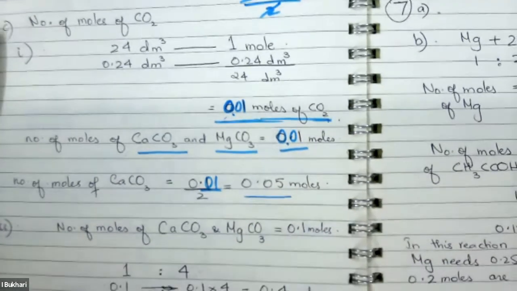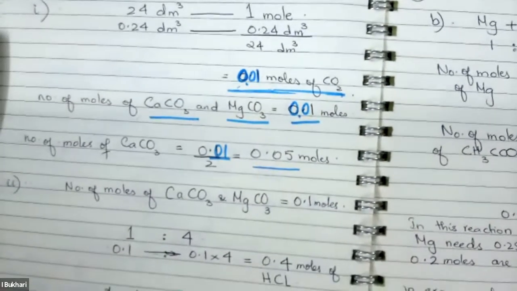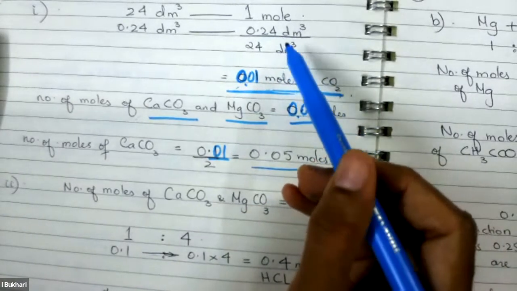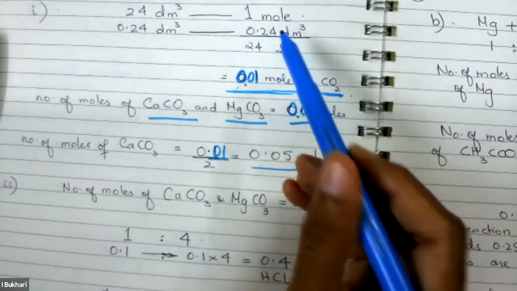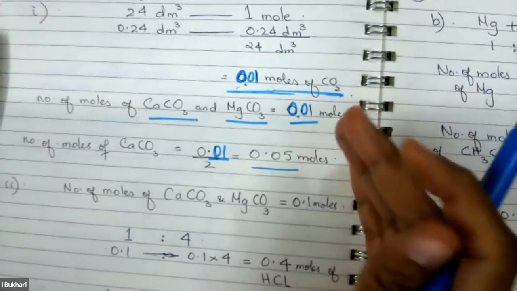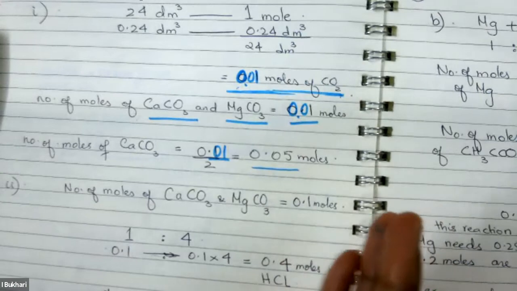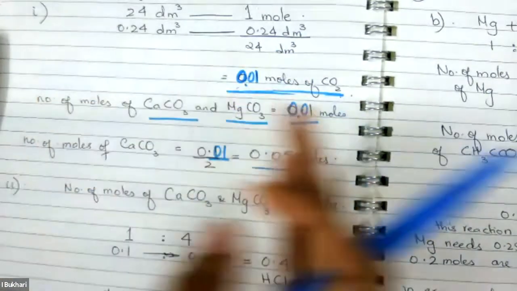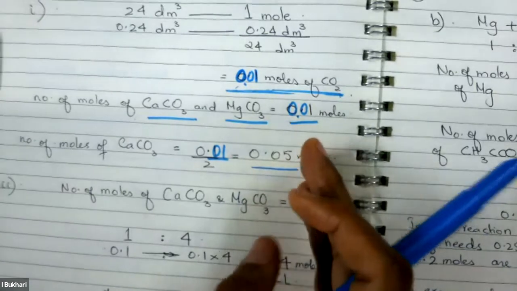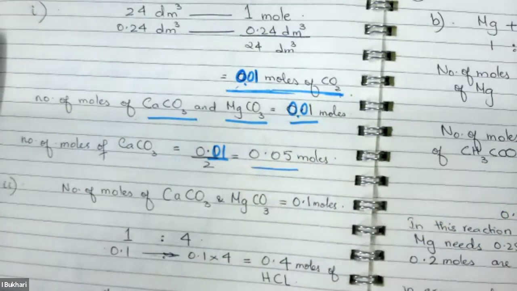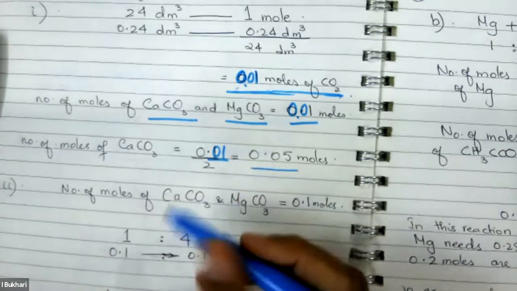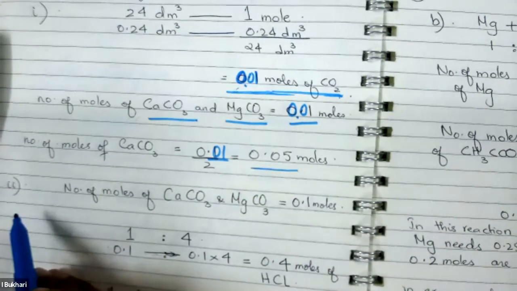Because there are 2 reactions, they are giving you the total volume of carbon dioxide, so the number of moles that we calculate from that volume is going to be the total number of moles. Half of them are being contributed by calcium carbonate, and half of them are coming from magnesium carbonate. So the ratio is halved. Did you understand?